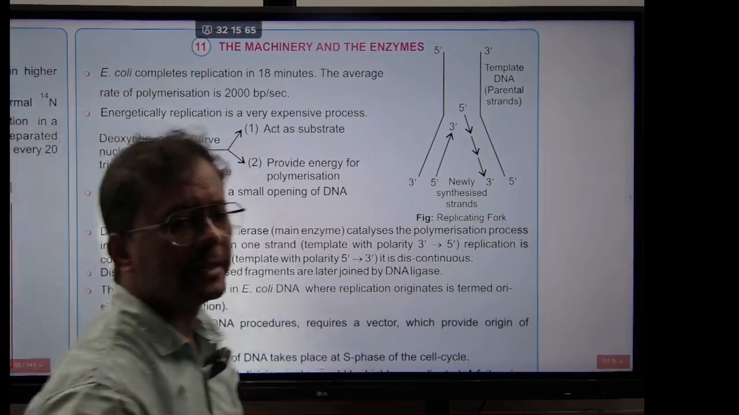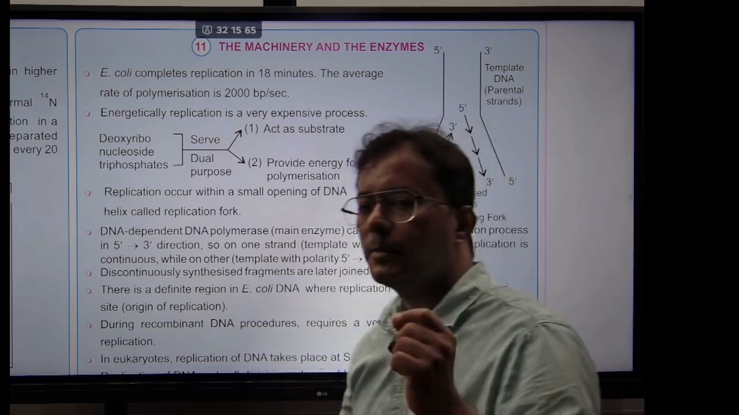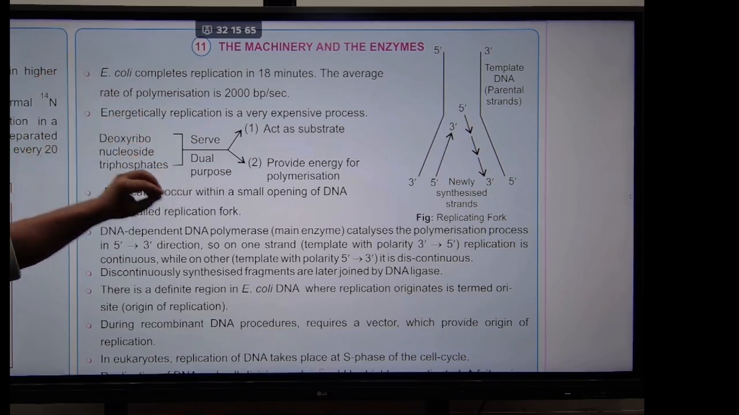The machinery and the enzymes. E. coli completes replication in 18 minutes. The average rate of polymerization is about 2000 base pairs per second. It means every second 2000 base pairs will be added by the enzyme DNA polymerase. Energetically, replication is a very expensive process because it requires lots and lots of triphosphate molecules.